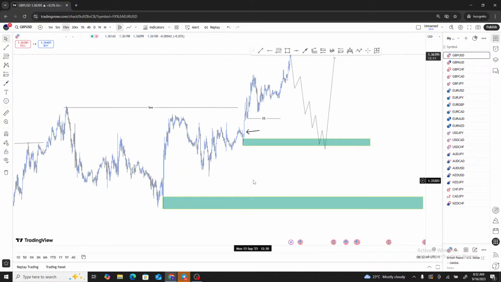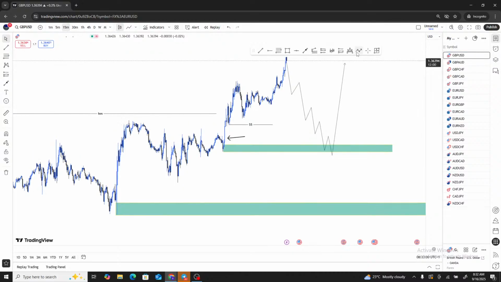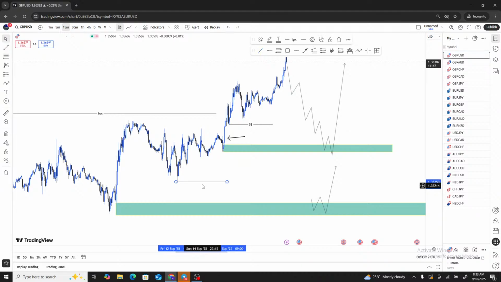Now, why are we trading from this particular zone? If price misses this zone, we are going to trade from this other zone, because here is another liquidity close to the zone. This is our liquidity, very close to the zone.